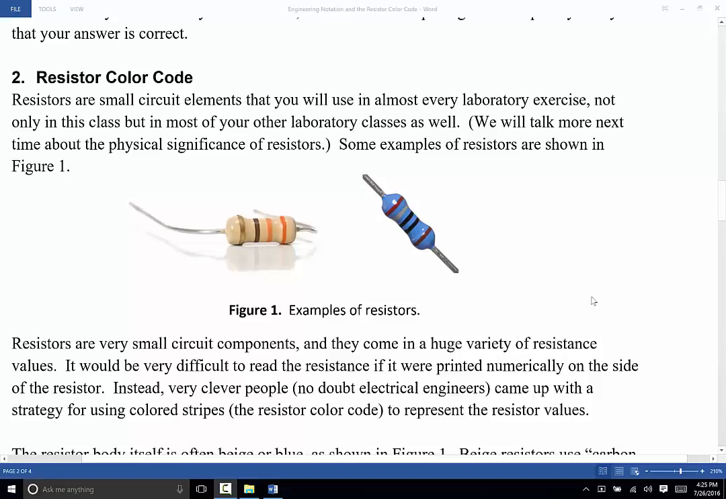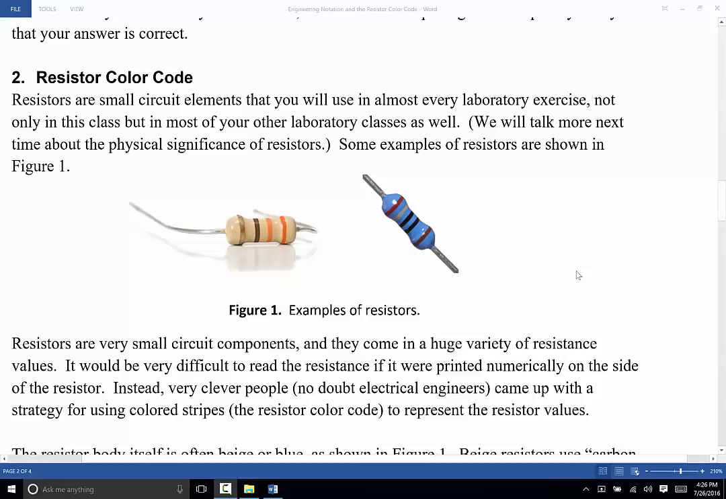I think about it in my head, and I'm able to recreate it and figure out what any resistor would correspond to. You can see here in Figure 1 examples of a couple of photographs of resistors. These are very, very small devices, and they come in such a wide variety of possible values that it would really be very difficult to read if we printed the number of the resistance on the side. And so very clever electrical and computer engineers came up with this color pattern of stripes to represent what the resistance is.